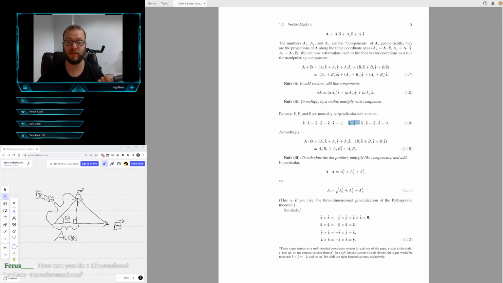The other 6 go away because of the fact that these unit vectors are perpendicular to each other. So we have another definition for the dot product. A dot b is equal to the x components of a times the x components of b plus the y components of a times the y components of b plus the z components of a times the z components of b.